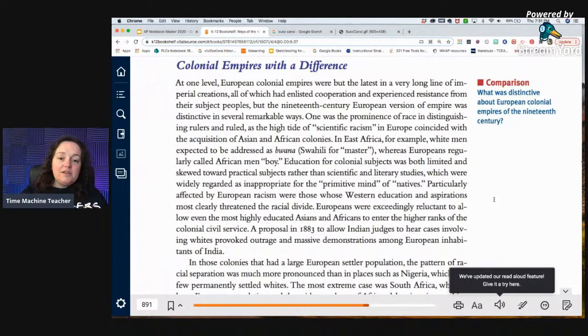One was prominence of race in distinguishing leaders, rulers, and the ruled, as the high tide of scientific racism in Europe coincided with the acquisition of Asian and African colonies. So they're going to make sure that race distinguishes the rulers from the ruled using scientific racism. So put down something about how they use scientific racism to distinguish the rulers from the ruled.